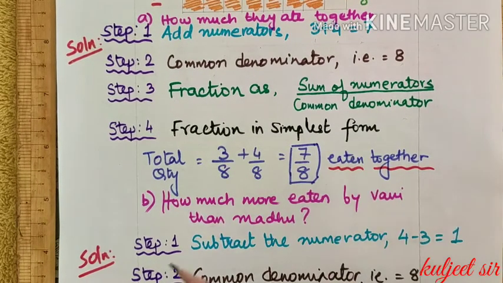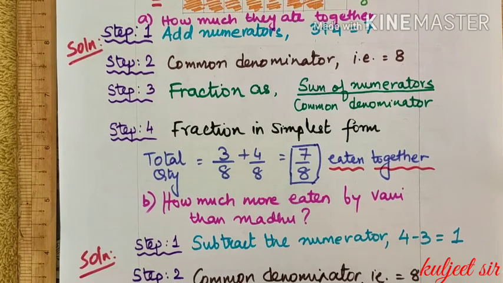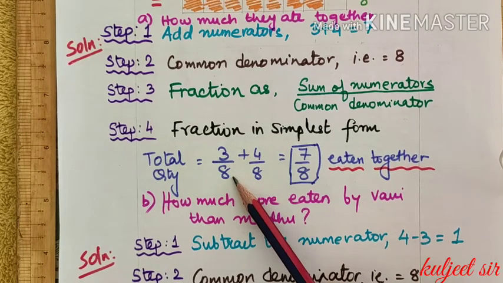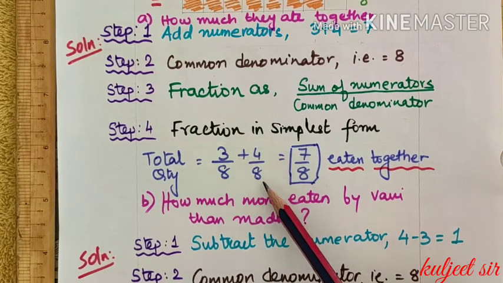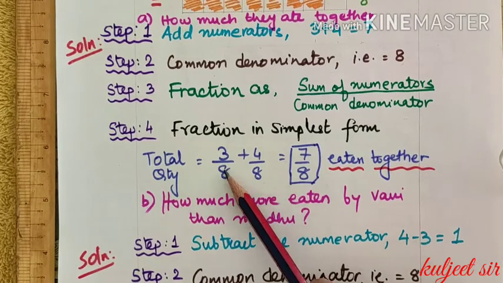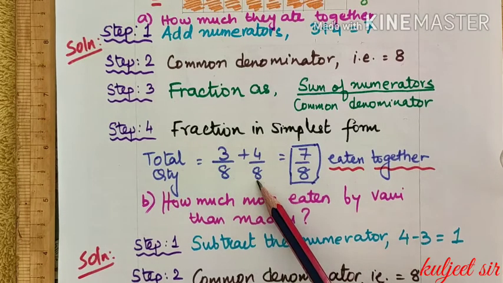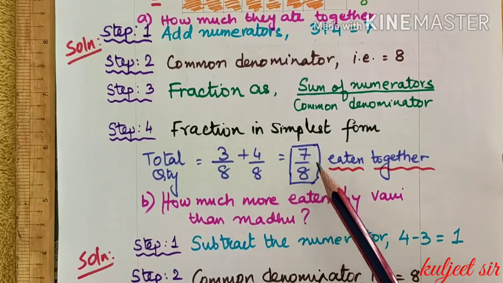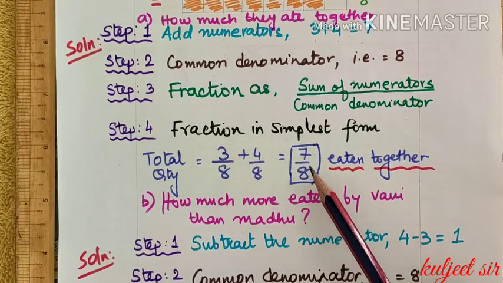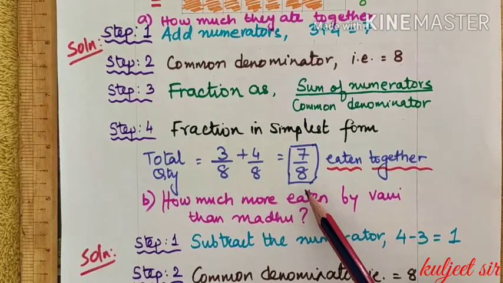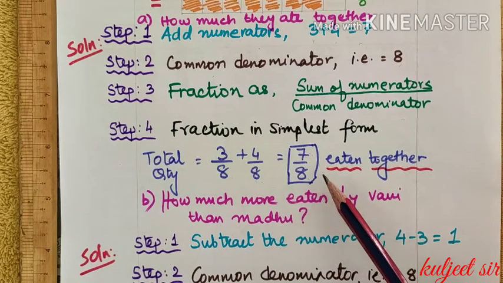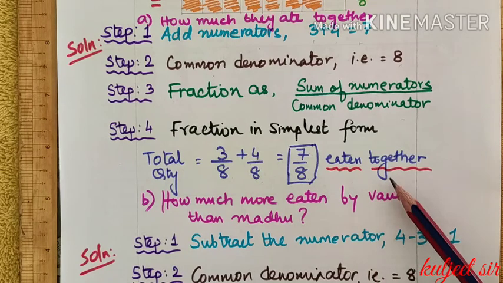The question is, how much quantity is eaten by Madhu and Vani together? So you can see 3/8 was eaten by Madhu, 4/8 was eaten by Vani. We add up the two as the denominator is the same, and we get 7 with denominator 8. So the total fraction eaten by the two girls together is 7/8.